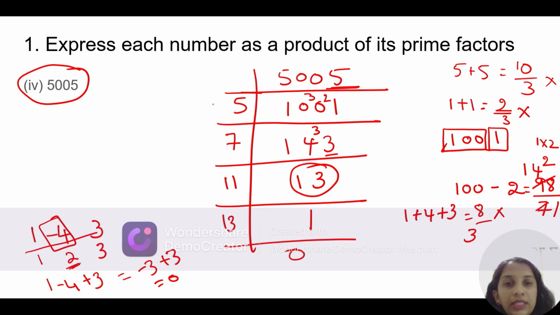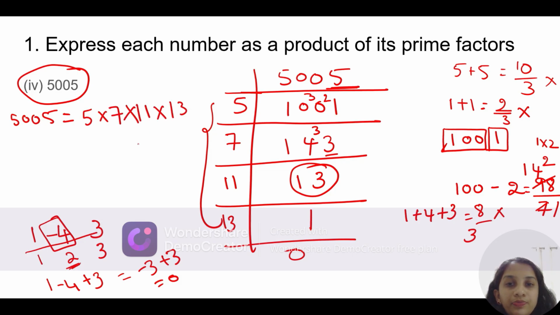Okay, now we got the prime factors for the given number 5005. So this can be written as 5005 is equal to 5 into 7 into 11 into 13. Okay, understood? Shall we move to the fifth one?